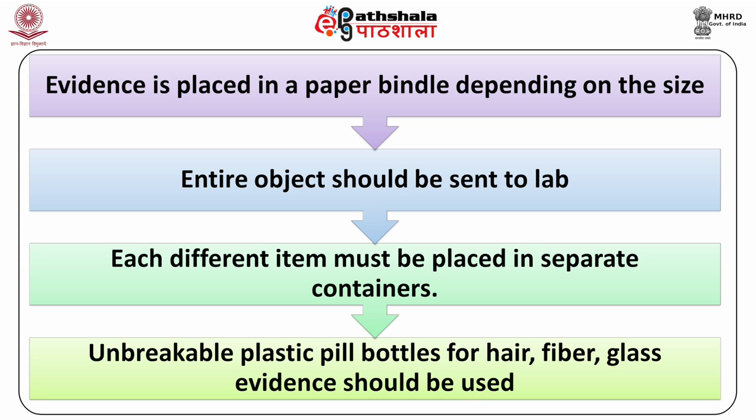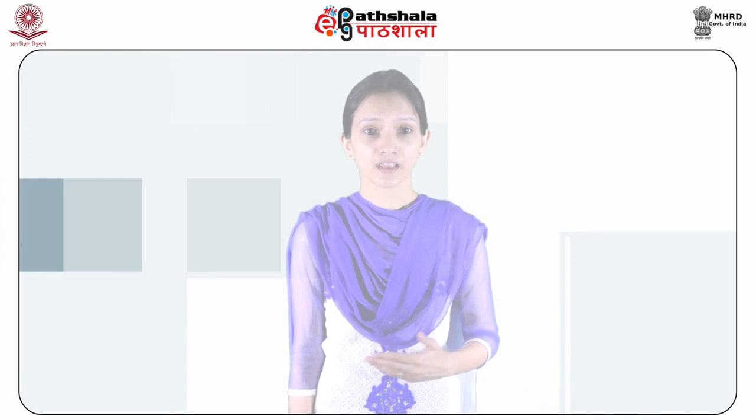Unbreakable plastic pill bottles are excellent containers for hair, fiber and glass evidence. Small amounts of trace evidence can be conveniently packaged in a carefully folded paper called a druggist's fold.